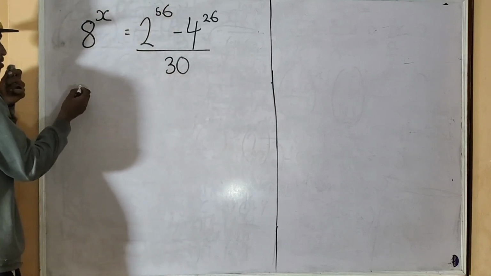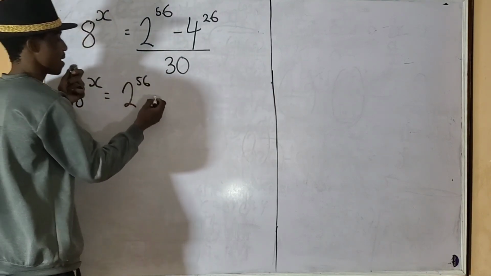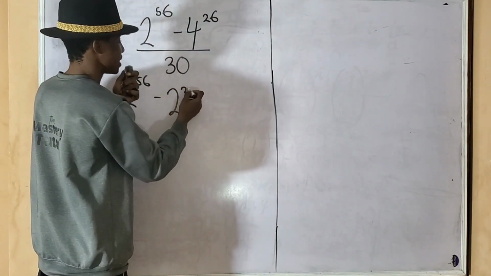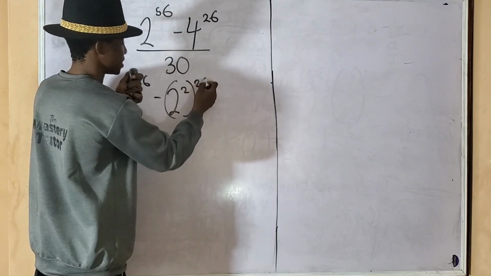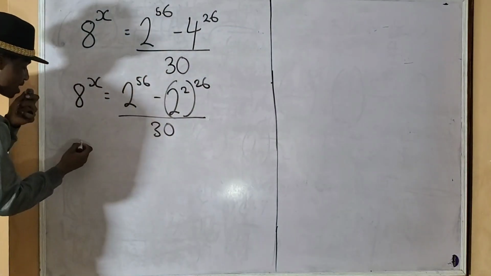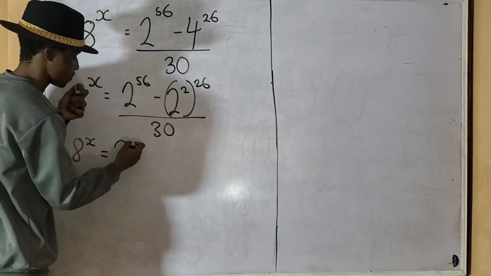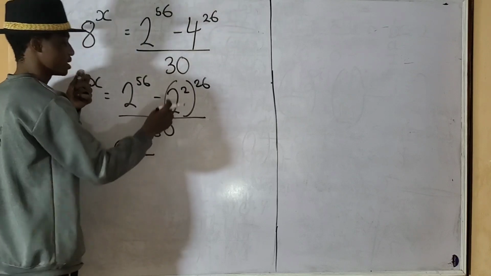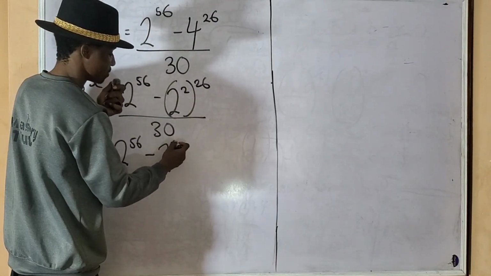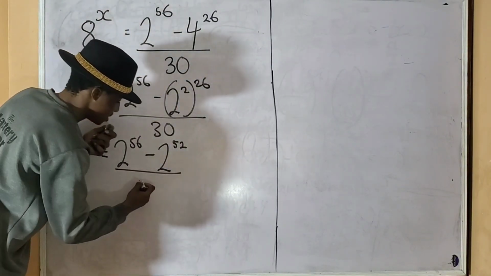To solve this question, we have 8 raised to the power of x equals 2 raised to the power of 56 minus, now, do you know that 4 can be written as 2 raised to the power of 2, right? And this will be raised to the power of 26, divided by 30. We have 8 raised to the power of x is equals to 2 raised to the power of 56 minus, these 2 will multiply 26. So I'm going to have 2 raised to the power of 52, right? Are you getting it? Okay. This will still be divided by 30.